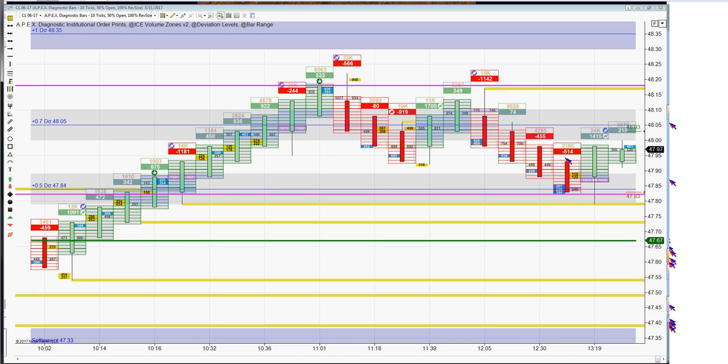I found it very interesting on this bar, even though we got the double accelerations and everything, which shouldn't be a surprise because we had so much more volume than the previous bars. I find it interesting that we didn't have momentum. We didn't have trapped orders. There's a lot of things that did not show up. Does that make sense?